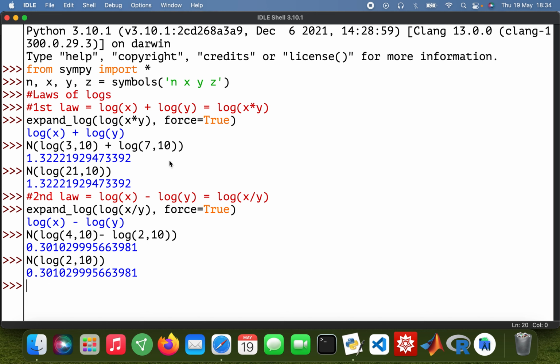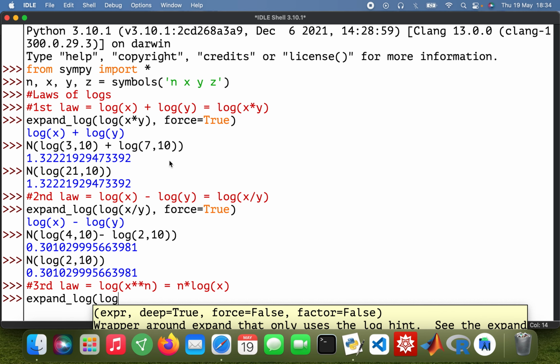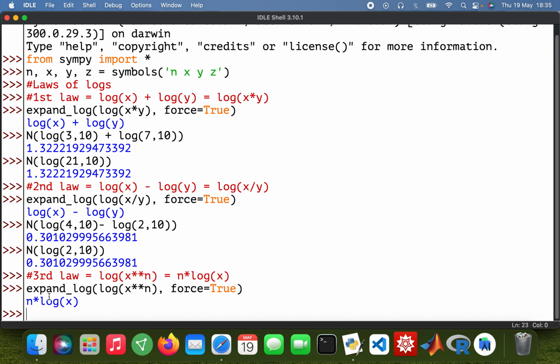Okay, and then the third law. So the third law states that log x to the power n equals n times log x. Right, and then I'll do expansion as well, expand. So log x to the power n, then force equals true. So you get n times log x, okay?